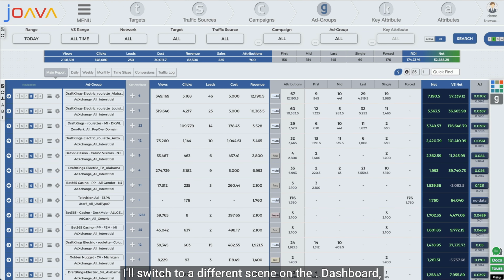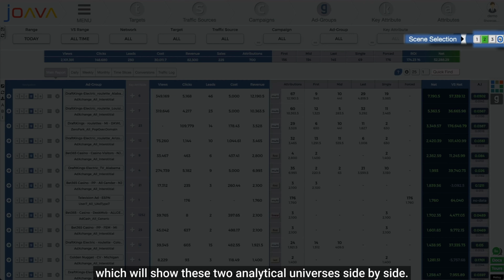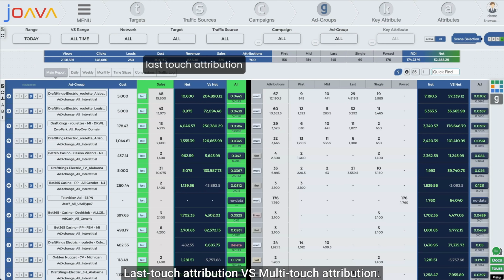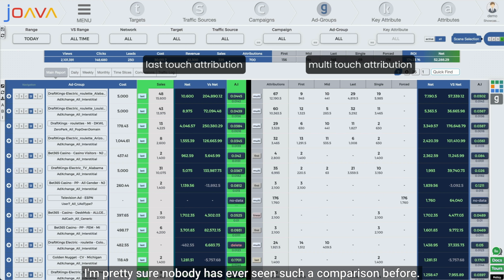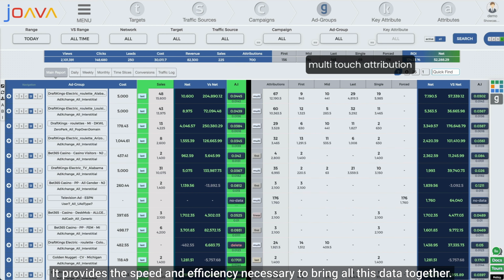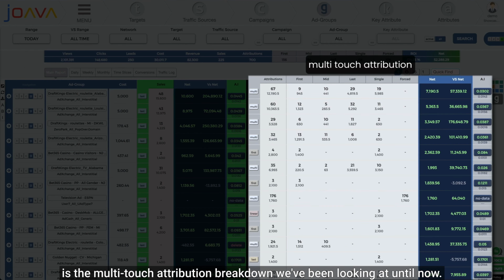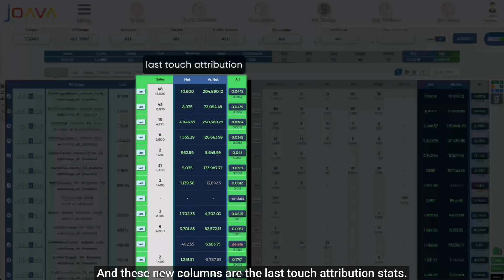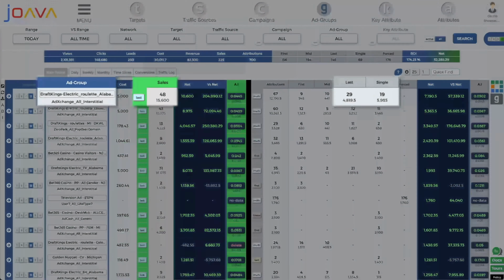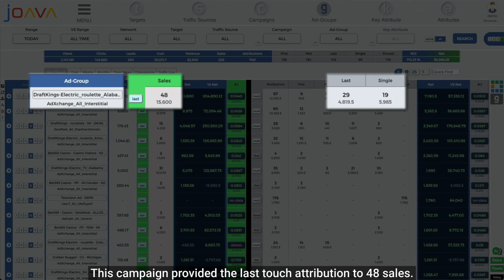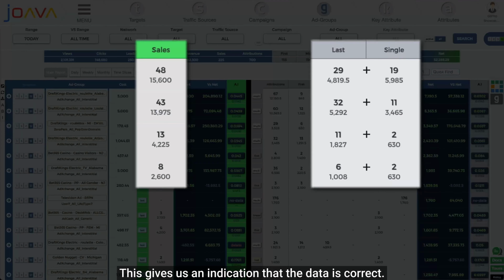I'll switch to a different scene on the dashboard, which will show these two analytical universes side by side. Last touch attribution versus multi-touch attribution. I'm pretty sure nobody has ever seen such a comparison before. The only reason this is possible is due to Joava's big data technology. It provides the speed and efficiency necessary to bring all this data together. This section is the multi-touch attribution breakdown we've been looking at until now, and these new columns are the last touch attribution stats. This campaign provided the last touch attribution to 48 sales. Note that this is equal to the last touch and single touch columns in the multi-touch attribution section. This gives us an indication that the data is correct.